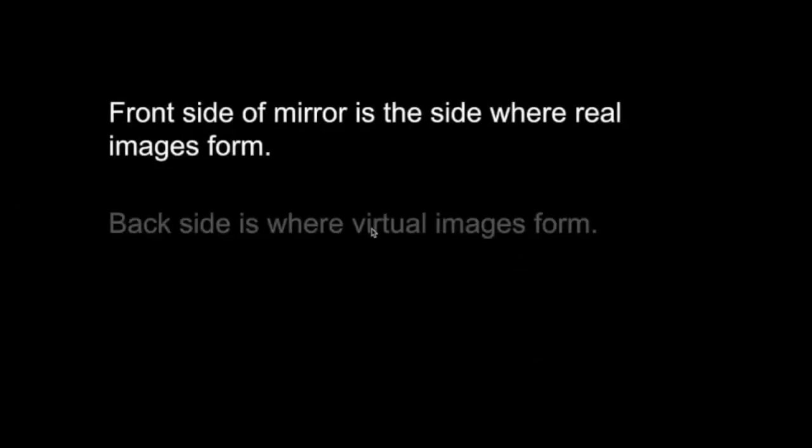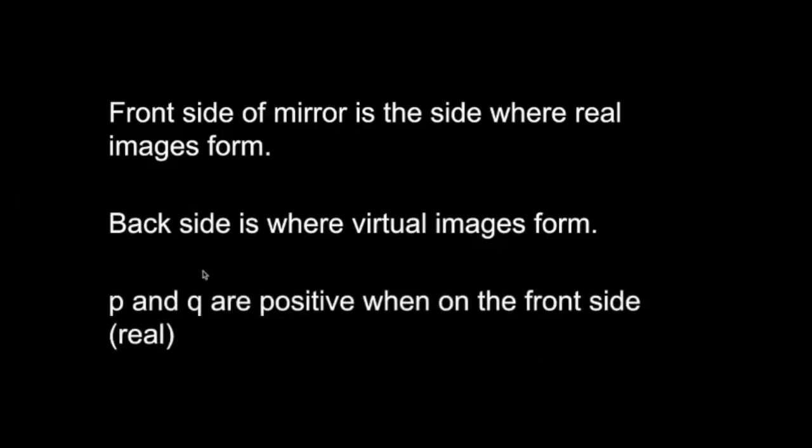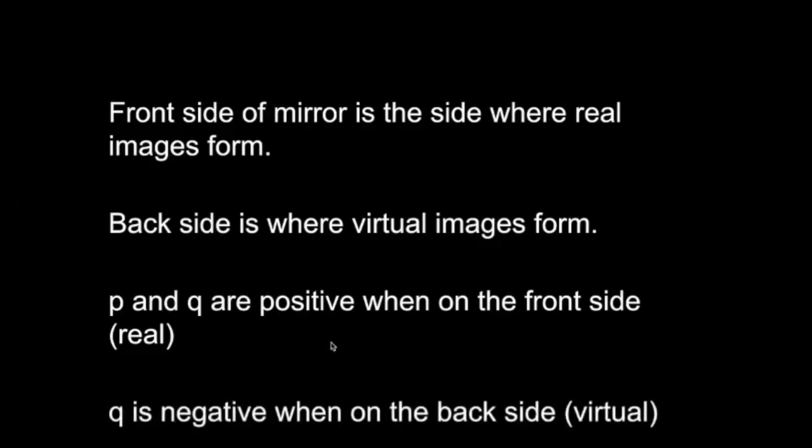All right, now, when we talk about mirrors, we talk about the front side and the back side. The front side is the real world where we all live, where you have actual physical objects. The back side is that mirror land that I talk about. Again, you can walk to the other side of a mirror and you're not going to see anything there. But when you look into a mirror and you see those virtual images, that is where the virtual back side is. P and Q are positive when they're on the front side of the mirror, so out here in the real world. Q is negative when it's on the back side.